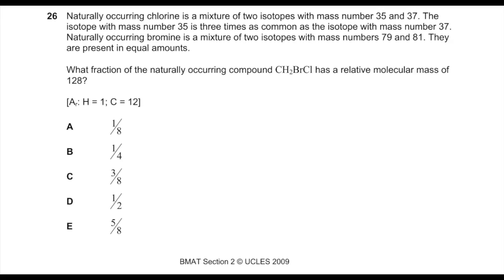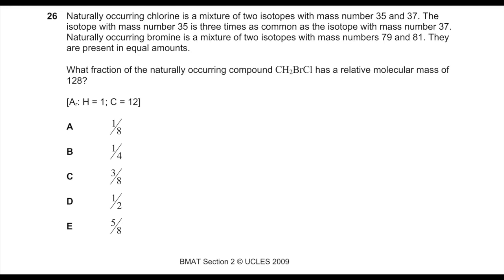Question number 26. Naturally occurring chlorine is a mixture of 2 isotopes with mass number 35 and 37. The isotope with mass number 35 is 3 times as common as the isotope with mass number 37. Naturally occurring bromine is a mixture of 2 isotopes with mass number 79 and 81. They are present in equal amounts. What fraction of the naturally occurring compound CH2BrCl has a relative molecular mass of 128?